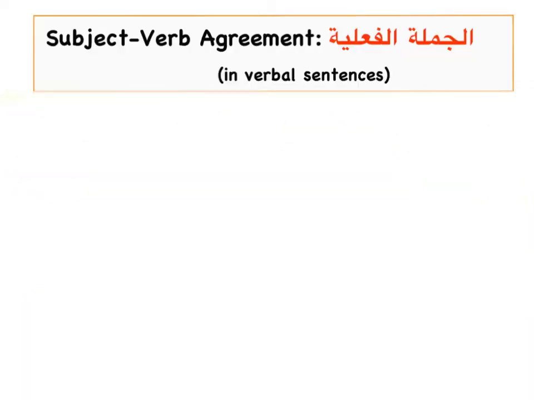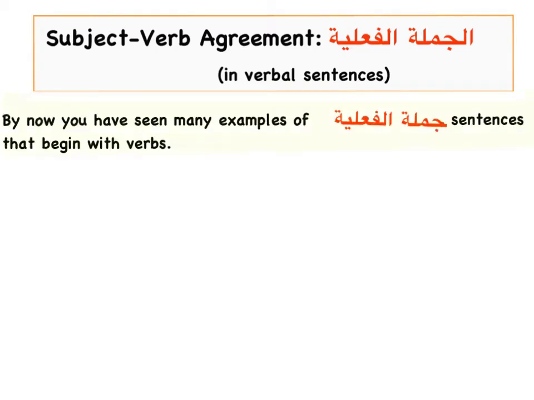Okay, now let's go back to الجملة الفعلية and focus on subject-verb agreement. That is, how do we agree the verb to the subject after it? How do we conjugate it? In verbal sentences, of course. So, by now you have seen many examples of جملة فعلية, i.e. sentences that begin with verbs.